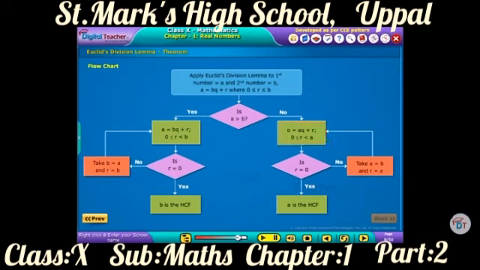If A is less than B, then according to Euclid's division lemma, B is equal to AQ plus R, where Q and R are integers and 0 is less than or equal to R, which is less than A. In B is equal to AQ plus R, if R is equal to 0, then A is the HCF of positive numbers A and B. If R is not equal to 0, we apply the division lemma to A and R and continue the process till the remainder becomes 0.